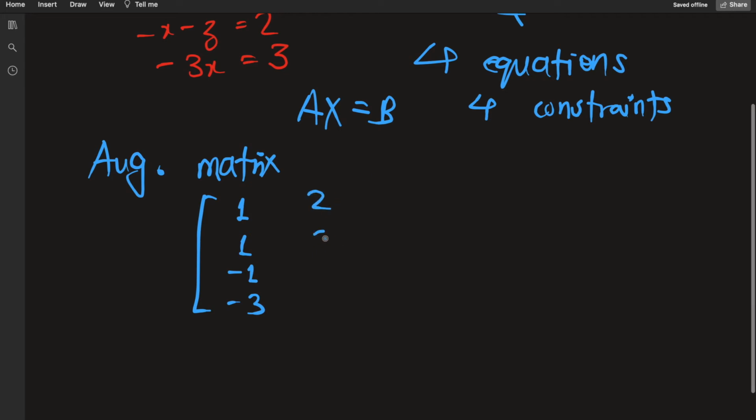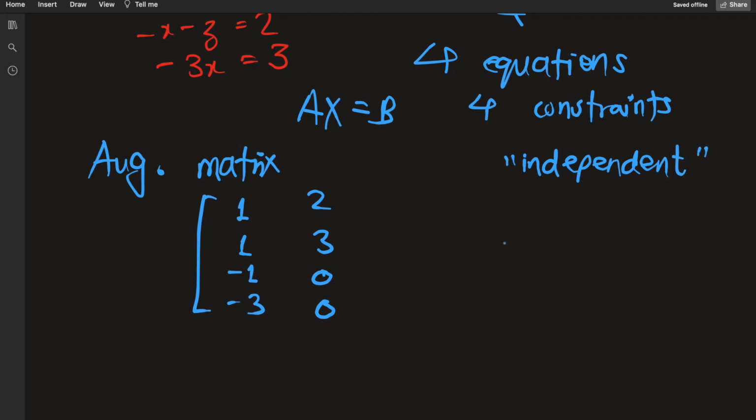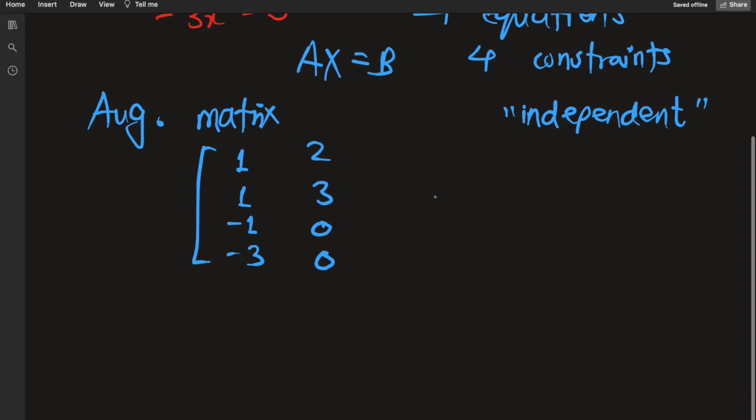If we wanted to simplify a matrix or check whether any 2 columns are dependent or independent of each other, these are specific terms: linear independence, dependence. All these are important terms. I'm going to probably make a video on this later. But we need to consider this augmented system now.